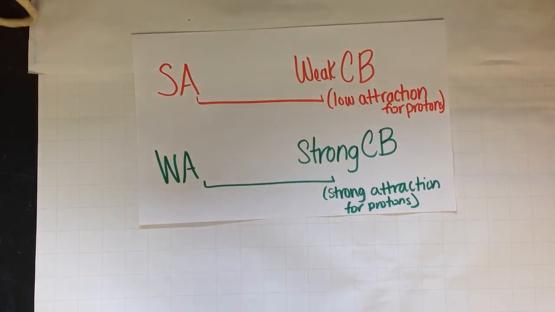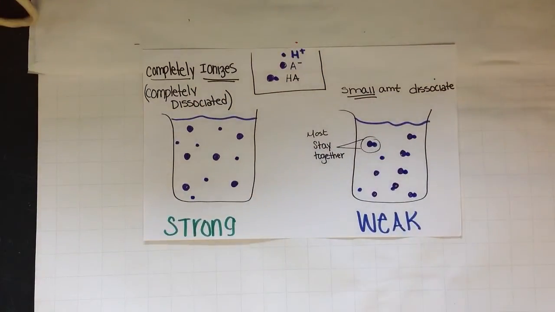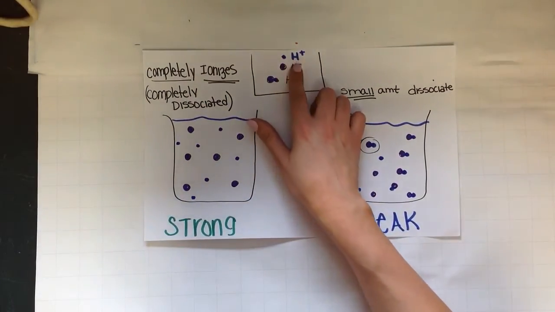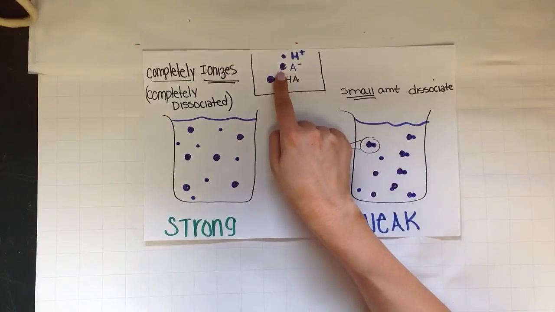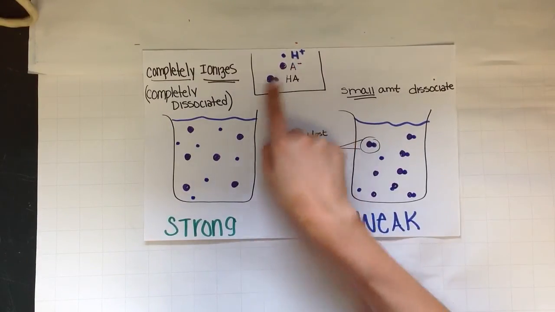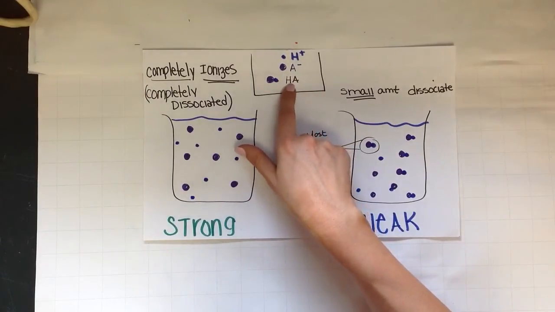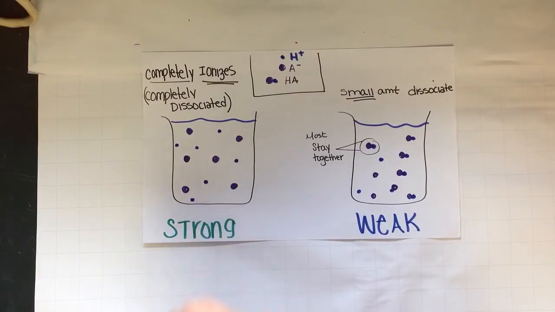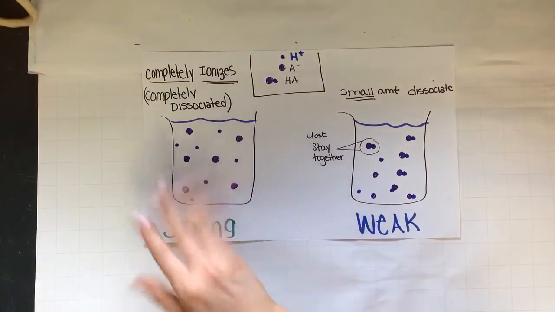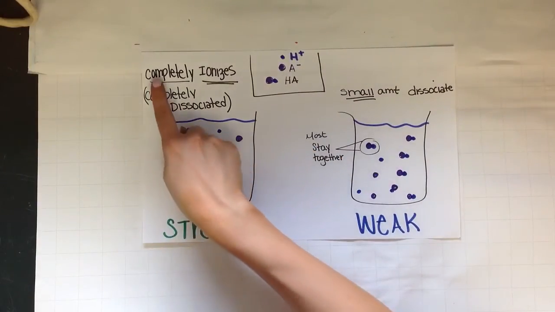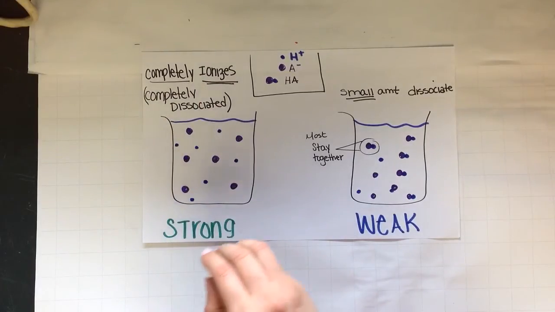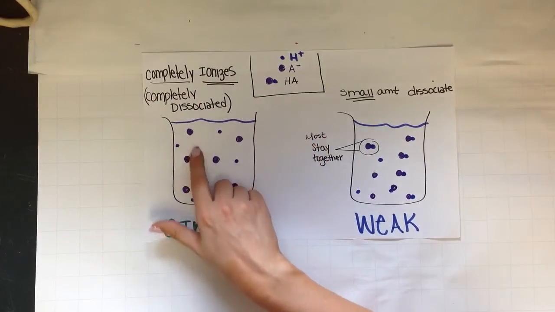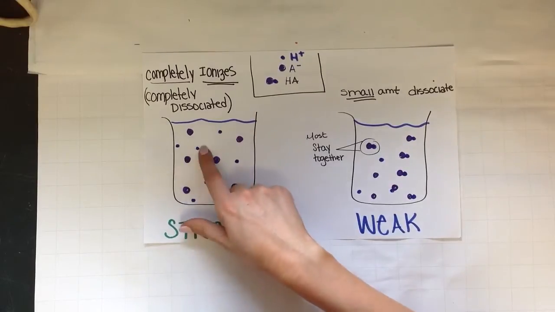All right, to look at this in a picture, if you notice here, I've got blue little spheres that represent the H plus ion, a bigger purple sphere that represents the A minus, so the anion. Put together, they're the generic acid, HA. A strong acid will have every single HA dissociated. We say it completely ionizes, meaning it completely turns into its ions, H pluses and A minuses.